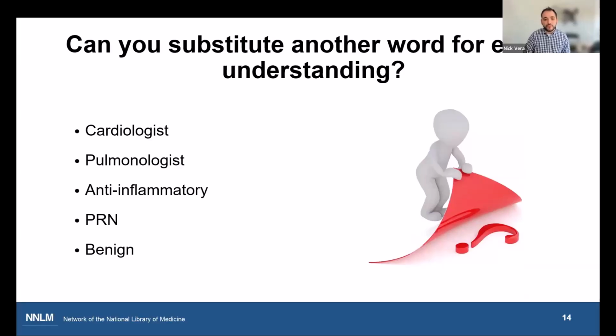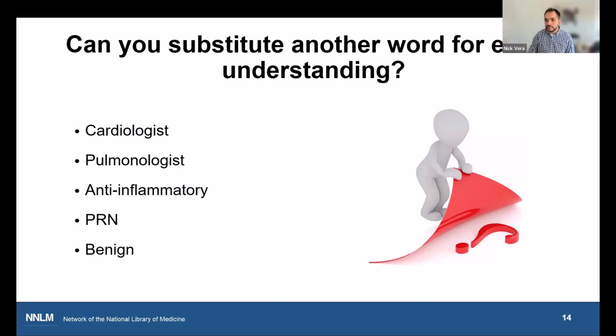So many words that we don't think of as medical jargon might not be understood by everyone. Here are a few commonly misunderstood words: cardiologists, pulmonologists, anti-inflammatory, PRN, benign, but really there's so much more we can add to this list. But who can tell me another word or set of words for the term cardiologist or any of the other terms here? Let me know in the chat.